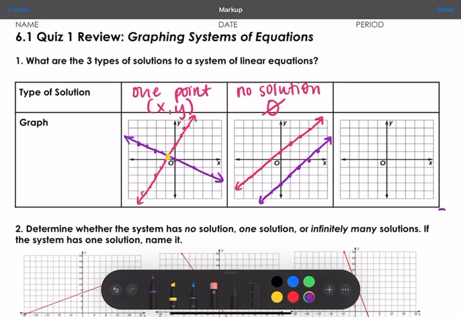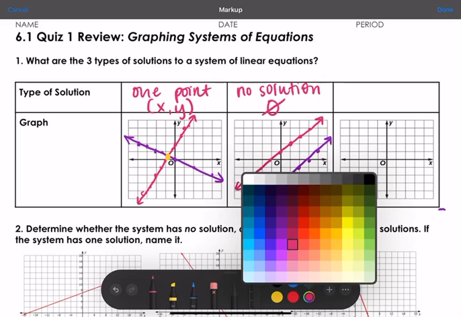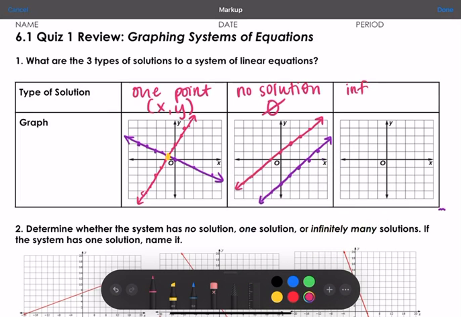Okay, so no solution. Parallel lines have no solution. Okay, and the final option would be infinite solutions. And sometimes that's expressed with this infinity symbol. And so infinite solutions is a case where you have a line, let's say have an intercept of 2 and a slope of 1/3, up 1 over 3, down 1 over, okay, this line right here.